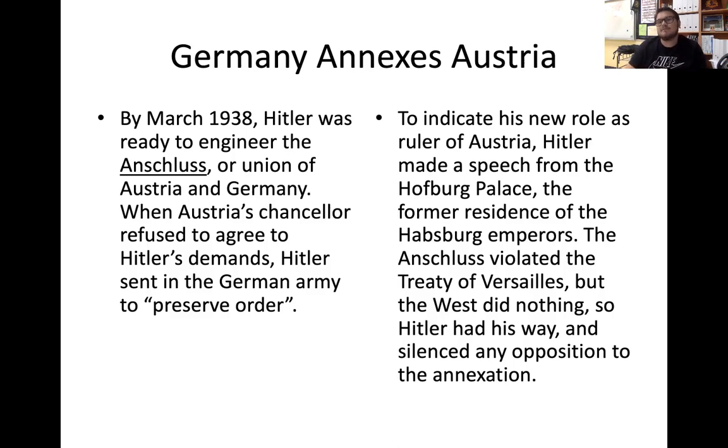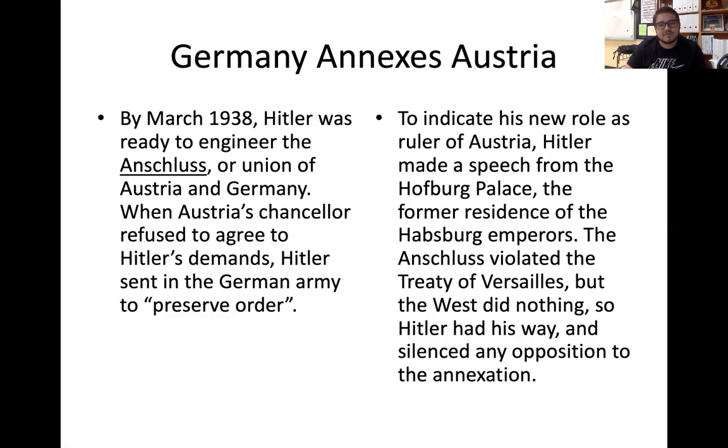To indicate his new role as ruler of Austria, Hitler made a speech from the Hofburg Palace, the former residence of the Habsburg emperors. Right, class, Austria, the Austrian Empire, is going to be known for the Habsburg, who ruled for generations, hundreds of years. He's going to go there. It's going to be a metaphor, right? It's going to be symbolism saying, I am the one in charge now. I'm going to speak from where your emperor spoke for hundreds of years. That's a slap to the face to a lot of the Austrian people.